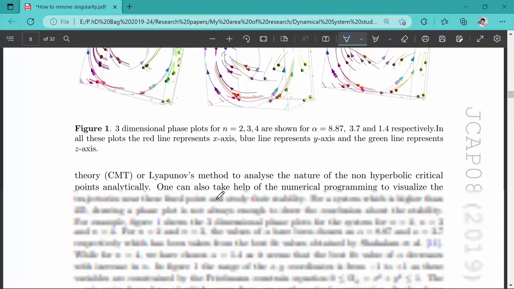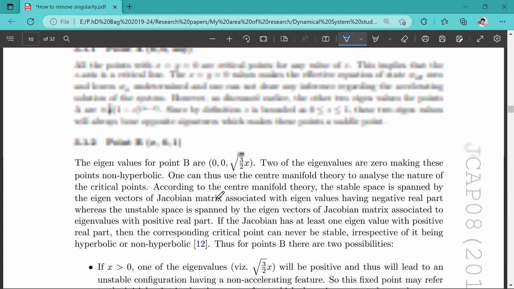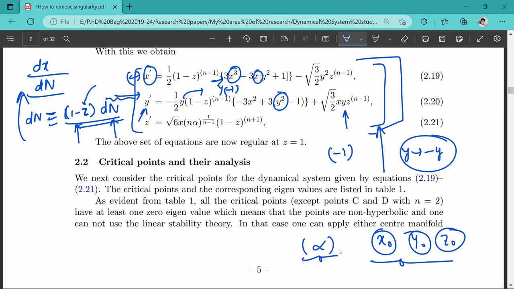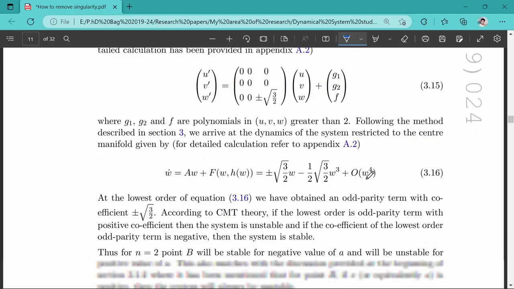Now if you want to understand it numerically, you can expand these equations. For example, here is your autonomous equation. You have to take some initial conditions x0, y0, z0, and see the evolution for different initial conditions. You have to take some alpha, because alpha is a constant, and for n equal to 3, 4, 5 or 2, you can have the plots.